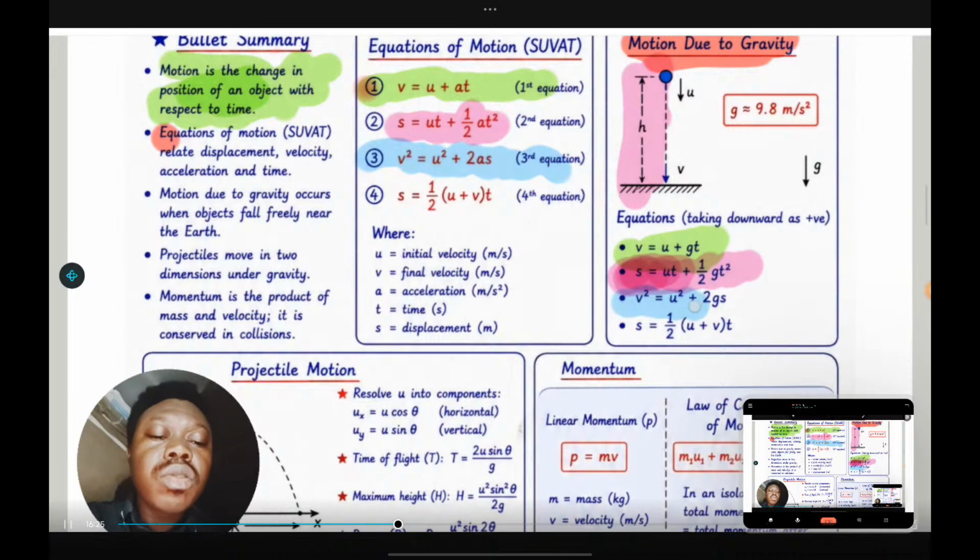v squared equals u squared plus 2gh. Okay, 2gh. Take note of this. And you can also use this for that. Our constant value is 9.8 meters per second squared.